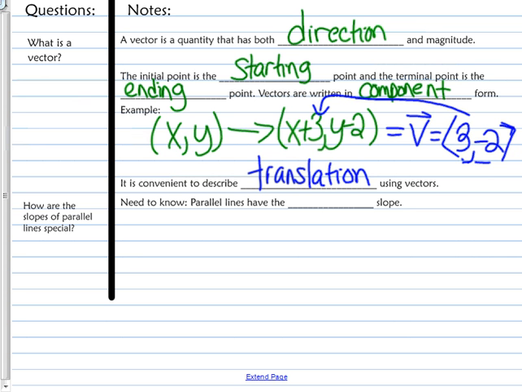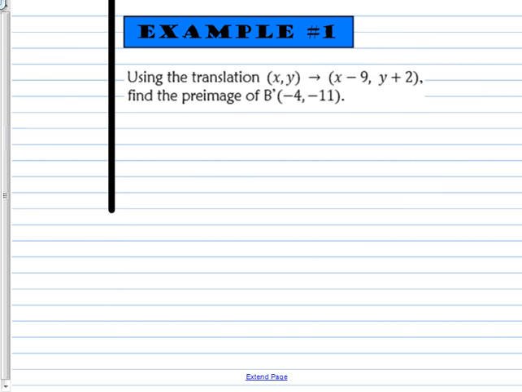Something you need to know, something that's special about parallel lines, is that parallel lines have the same slope. And this is something you should be familiar with already. Just make sure we know that concept. So vectors, basically, we use a vector to translate a figure. Let's go ahead and move on to example 1.